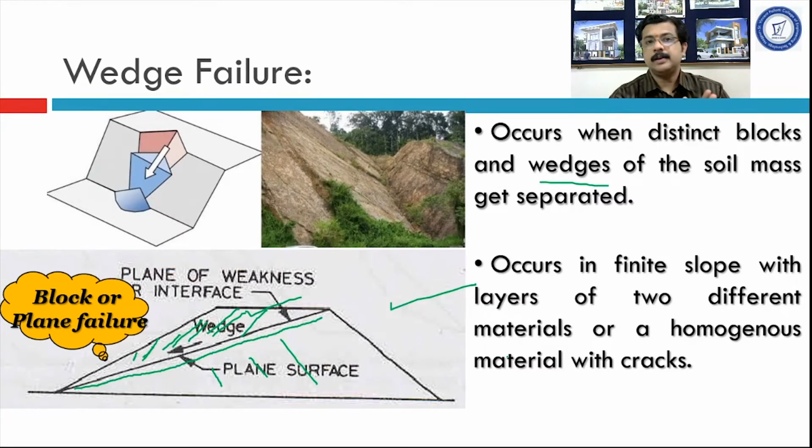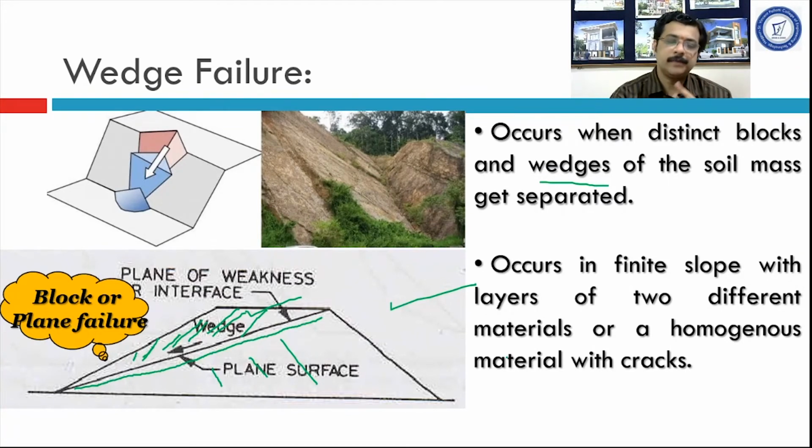Existing cracks are there, and those cracks would form a slip surface, and this complete portion of the soil will slide down as a block or wedge. Hence this is called as block, plane or wedge failure. Alright, I hope you have understood what are the kinds of failure.